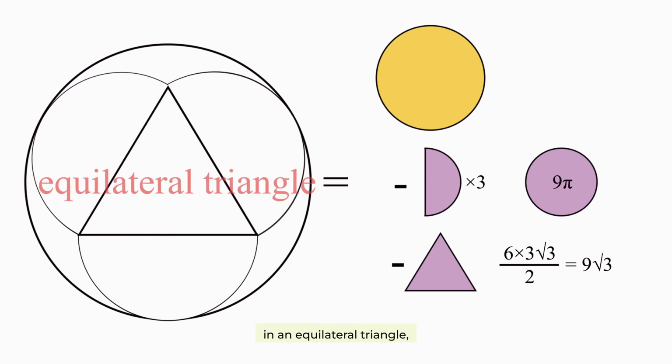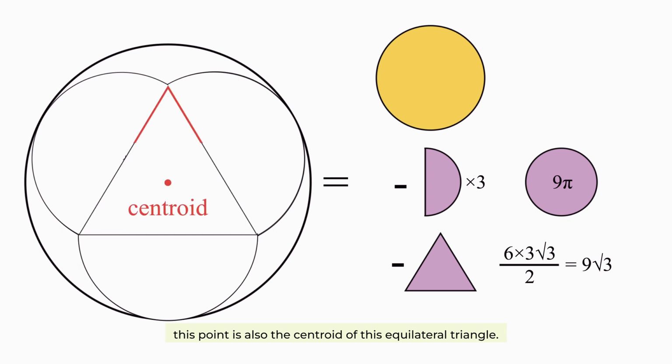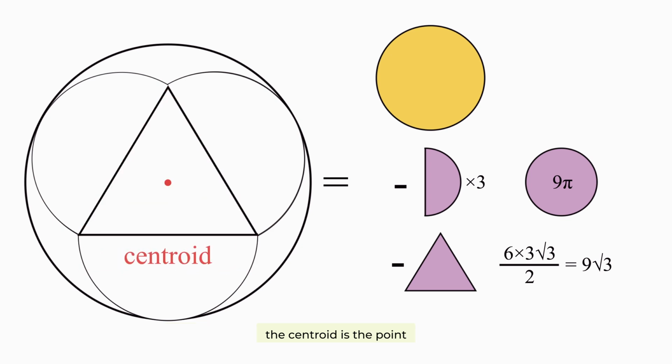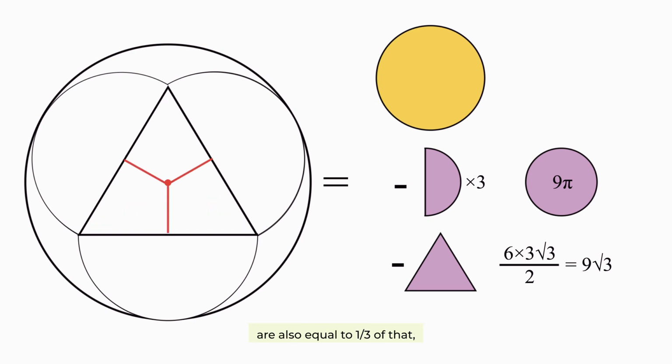Why? In an equilateral triangle, the incenter, circumcenter, and centroid all coincide. Therefore, this point is also the centroid of this equilateral triangle. The centroid is the point where the 3 medians intersect and divides each median in a 2-to-1 ratio. Since this is an equilateral triangle, the lengths of the 3 medians are equal to 3 root 3. Therefore, the lengths of these segments are also equal to 1/3 of that, which is root 3.